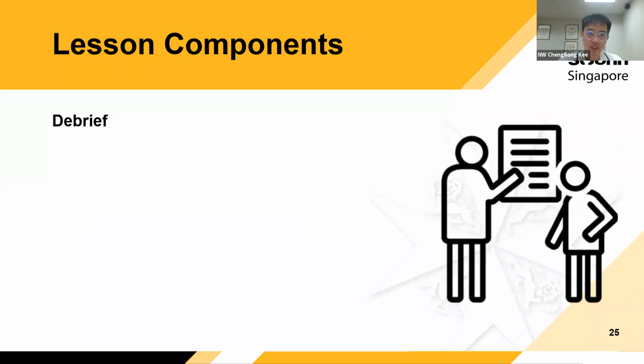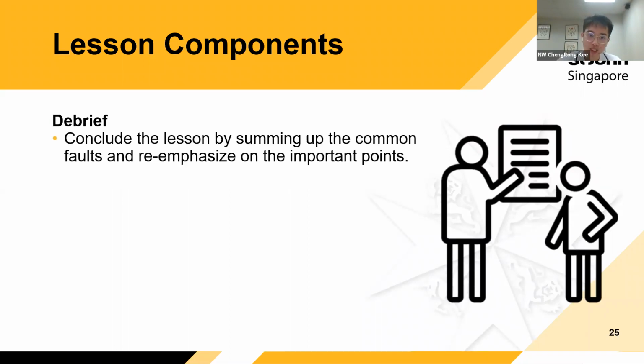Now we move on to debrief. So debrief is done after the question phase. We conclude the lesson by summing up the common faults and re-emphasizing the important points. After doing the practice session, you will notice quite a lot of common faults. This is when you address it as a whole. Once everyone gathers, you can sum up all the common faults and then correct them. We're emphasizing the important points as well.